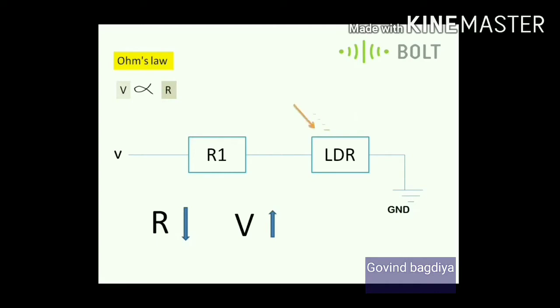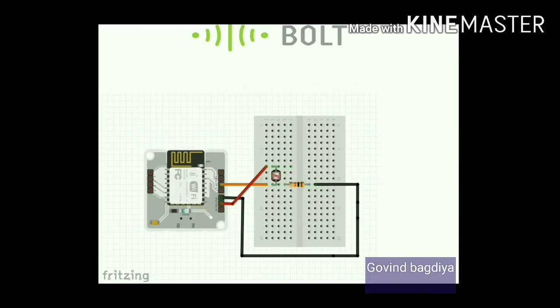So now let's check the connection diagram. I have connected this according to the voltage divider circuit. The resistor and the LDR are connected in series, the ground is given, and 3 volts is supplied across the LDR, and the analog input pin A0 is connected between them. So now let's move further.